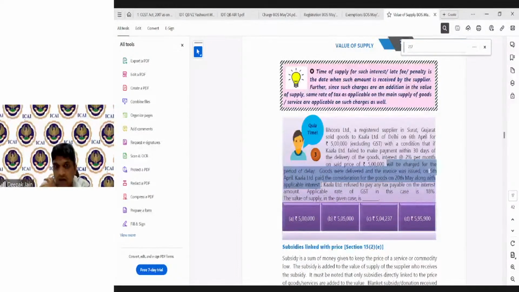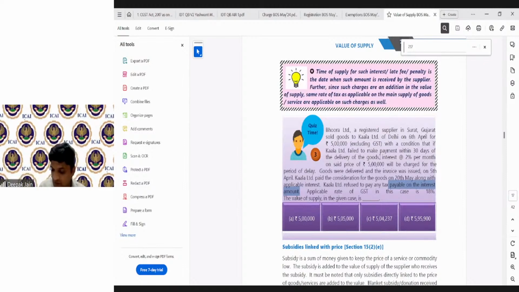Okay, they paid the consideration for the goods along with interest, but they have refused to pay any tax payable on the interest amount. That is the catch. 5,000 divided by 1.18 makes it 4,237. Okay, got it. So he is charging interest, and if he is not giving it separately, it means the value of interest itself is inclusive of tax, right? So on 5 lakhs plus interest plus taxes, correct?